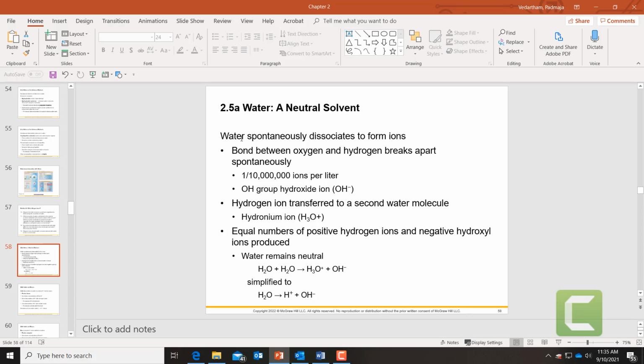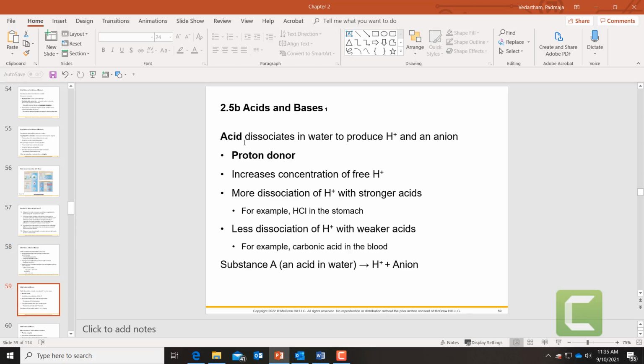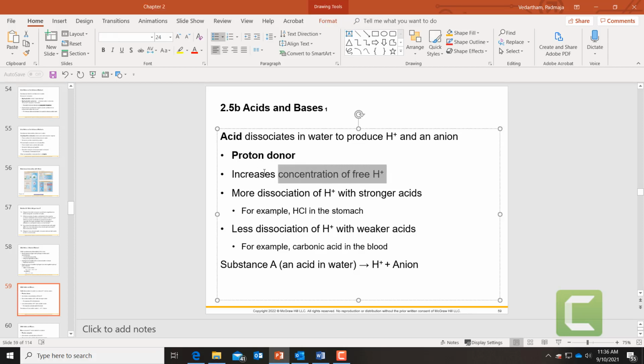acids and bases. When water breaks down into hydrogen ions and hydroxyl ions, it remains neutral because you have the same number of these two ions. If you add acid to that, then it produces hydrogen ions. It's a proton donor, and it increases the concentration of hydrogen ions. So if a particular acid dissociates completely and contributes to a higher concentration of hydrogen ions, that is called a strong acid, for example, hydrochloric acid.